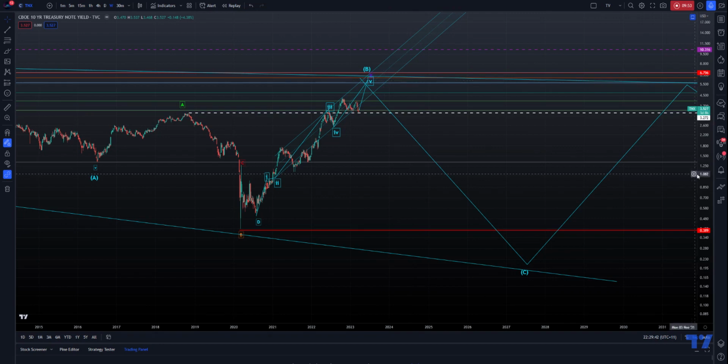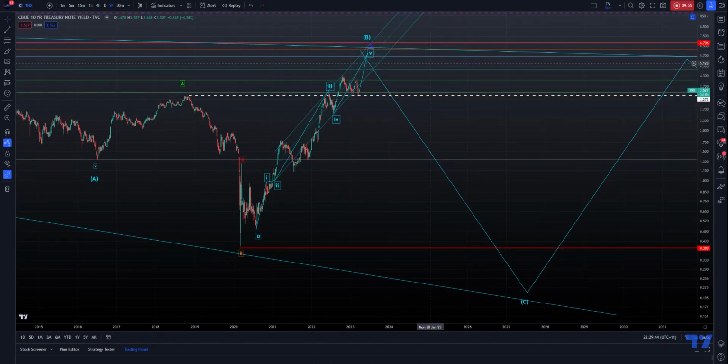So obviously, this is just my opinion based on the waves, and I'm not a financial advisor. So just do your own research and use your own methods to hedge your risk.